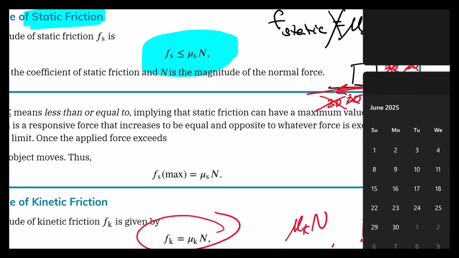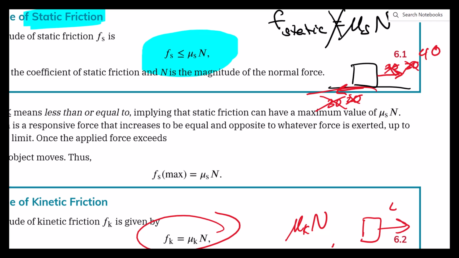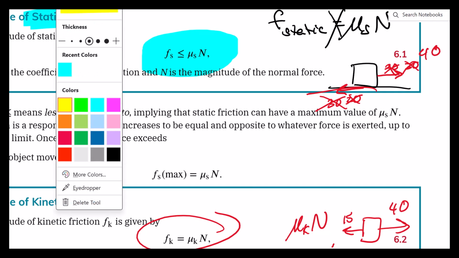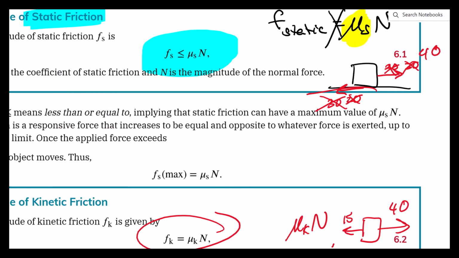So maybe at 40, now it's actually only resisting at 15 or something like that. Because this is always bigger than that. So it's always harder to get something moving. I don't even know if it's ever equal.